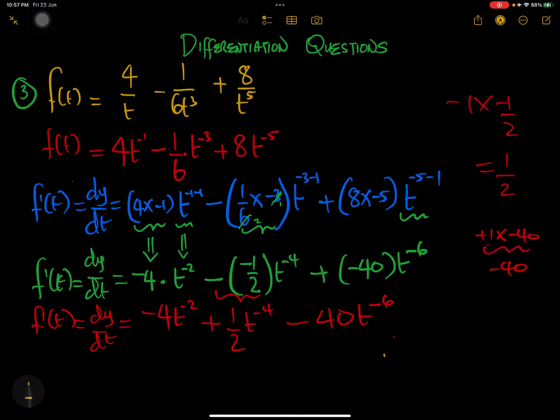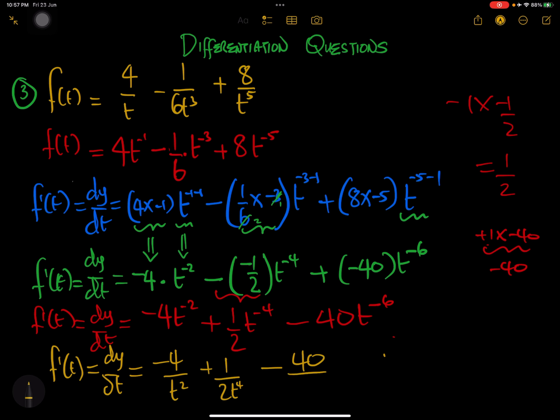So we can rewrite it and say that f prime of t, which is dy dt, can be written as minus 4 divided by t squared plus half t to the power 4 minus 40 divided by t to the power 6. And there you have it for the third problem for today.